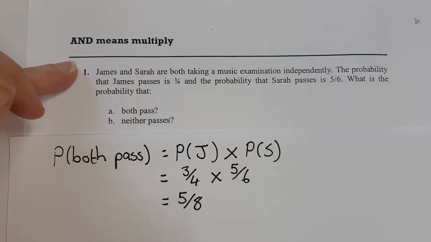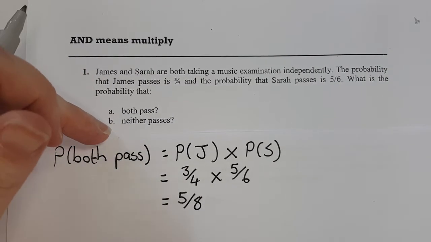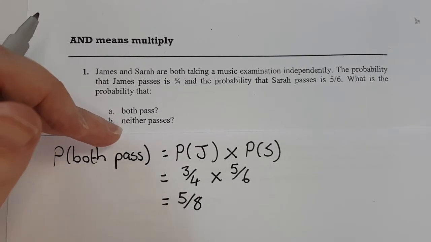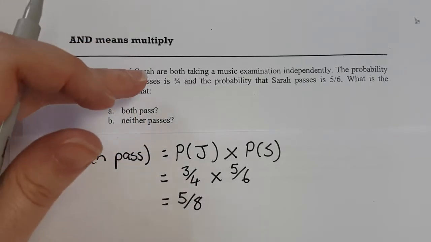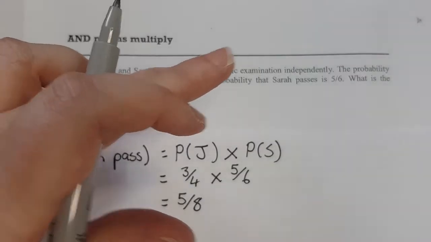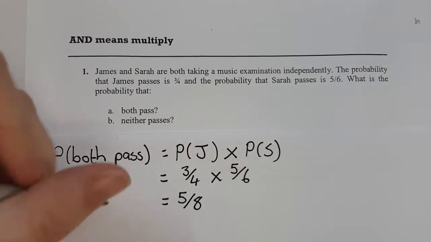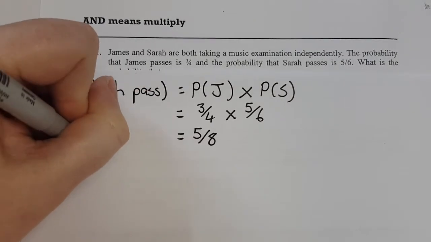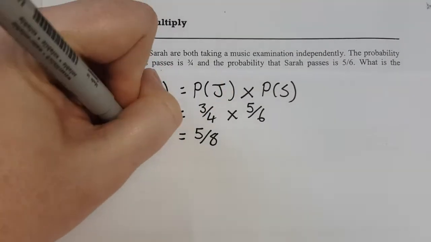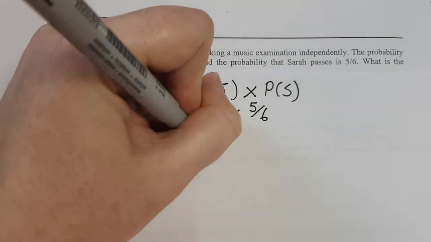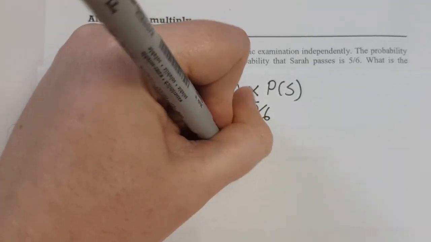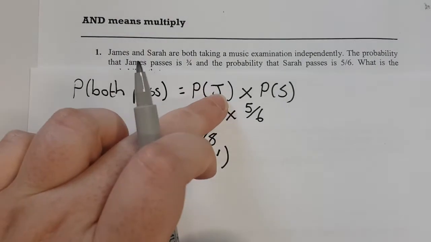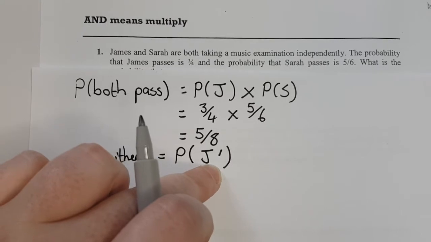Okay, so now the next part says, what's the probability that neither of them passes? Again, there's no "and" in that, but by saying neither passes, that means James is not going to pass and Sarah is not going to pass. So our probability for neither of them is going to be the probability that James doesn't pass. Whenever we put a little symbol like that, that means the opposite of it. So if this is James passing, that means James is not passing.